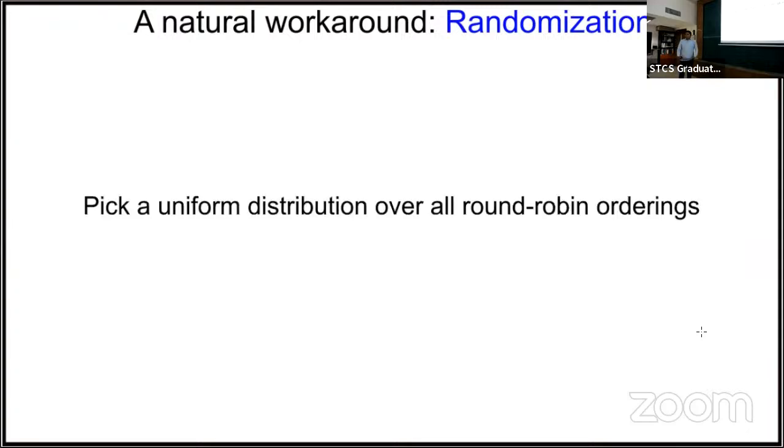So given this limitation of deterministic algorithms, let's try to expand our search space. Let's think of randomized algorithms. And perhaps the most natural starting point here would be to say, okay, why don't we just uniformly randomize over all permutations of agents under the round robin algorithm, to give every permutation an equal chance. That sounds like a fair idea, right? Okay, so I'm going to argue that even this very fair looking idea might be in some sense unfair. So let's see how.